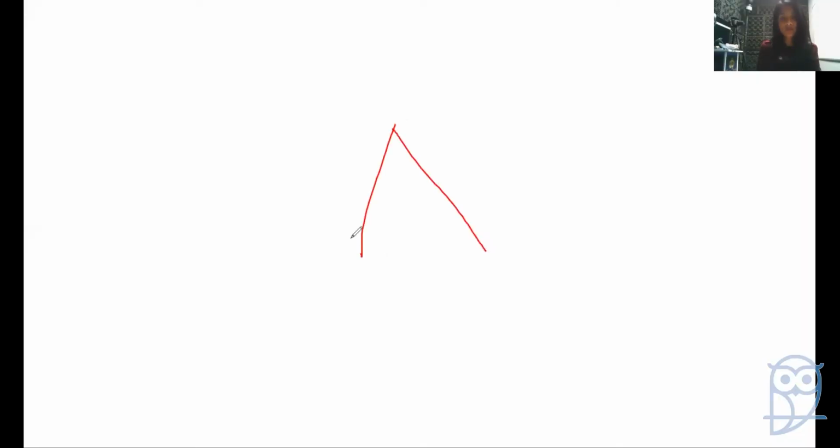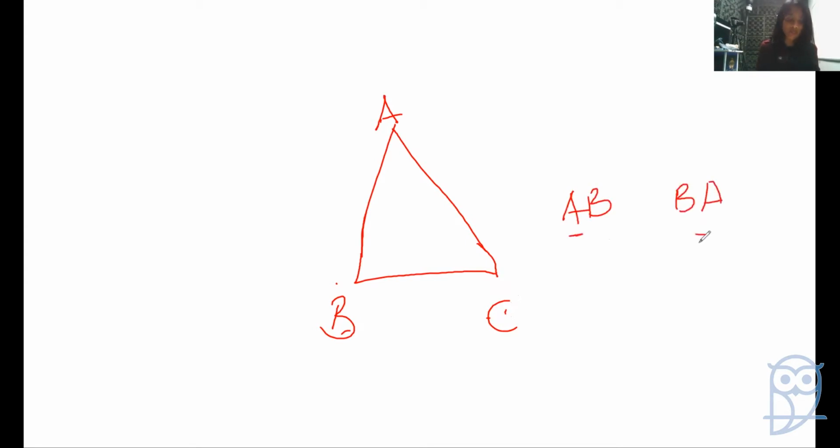So, if I share my board with you, and we look at a triangle. Triangle A, B, C. Now, when we talk about this triangle, we can talk about angles AB, BC, or CA. Now, whichever way we choose to call it out doesn't really matter. Okay, we can say AB. We can also say BA. We don't have to specifically have an order.